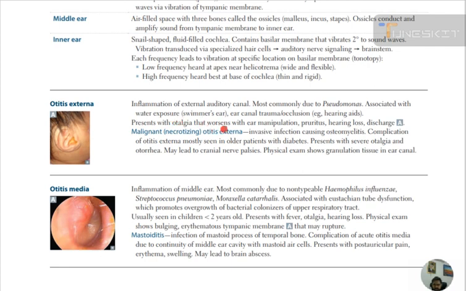It presents with otalgia that worsens with ear manipulation, pruritus, hearing loss, and discharge. Malignant necrotizing otitis externa is an invasive infection causing osteomyelitis, a complication of otitis externa mostly seen in older patients with diabetes. It presents with severe otalgia and otorrhea. Otorrhea means discharge from the ear, and it may lead to cranial nerve palsies. Physical exam shows granulation tissue in the ear canal.